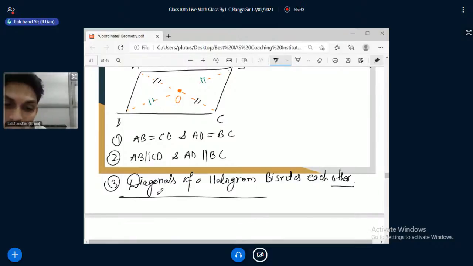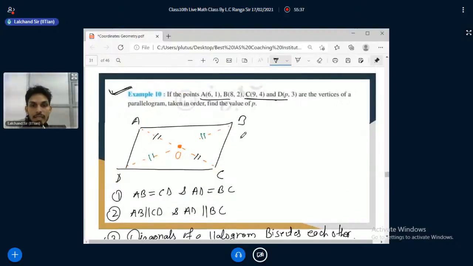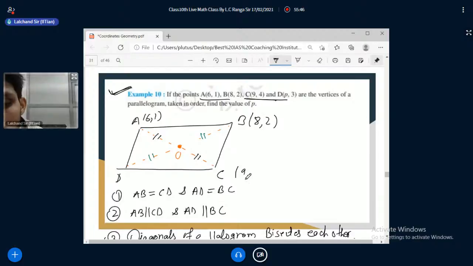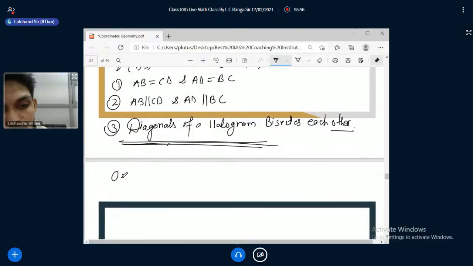Okay, so if we use the third property, then we will get the answer easily. Our point A coordinate is (6, 1), B is (8, 2), C is (9, 4), and D is (P, 3). So if we find the midpoint of A and C, what is the coordinate of point O using the midpoint formula?